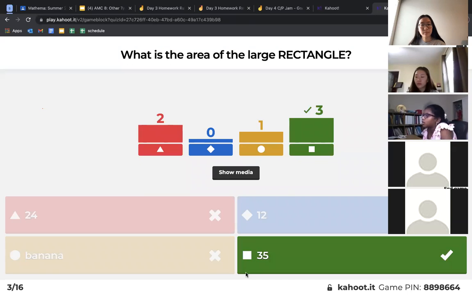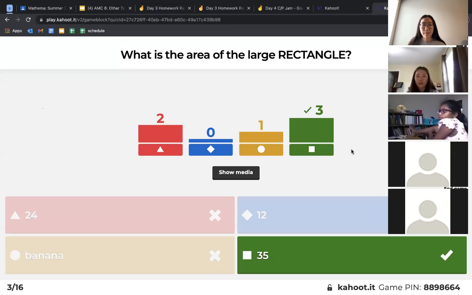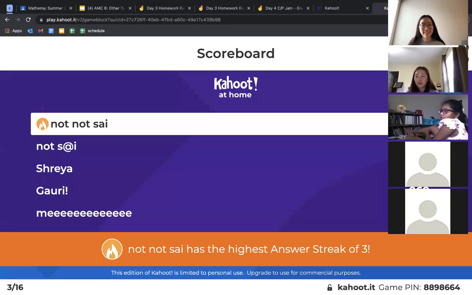Wait, but shouldn't you? Because that's the white area. The gray area was the square, right? Yeah, you're correct, but okay, sorry. The question is just kind of weird. So really sorry about that.